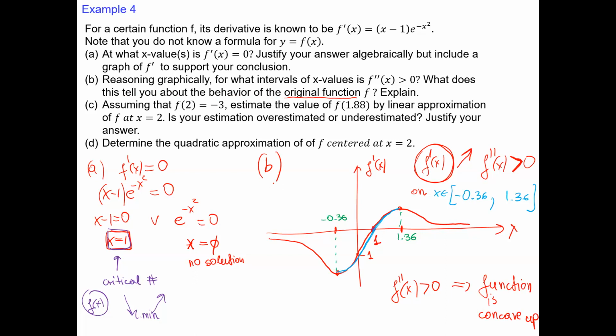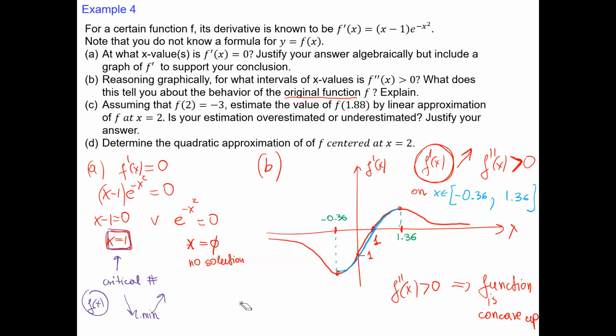Because we have to know if it's concave up or concave down to determine overestimation or underestimation. If the function is concave up, the tangent is below. Then we're doing underestimation. If the function is concave down, the tangent is always above. Then we're doing overestimation.